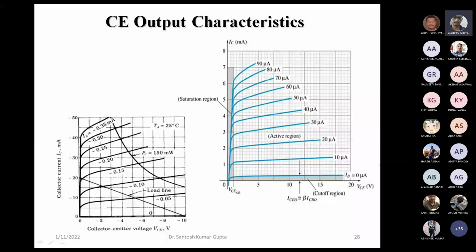The output characteristics can also be seen here, which is a function of output voltage VCE and base current IB. These two graphs show one for a typical NPN transistor and another for the PNP transistor. Again we do see three regions here: active region, cutoff region and saturation region.